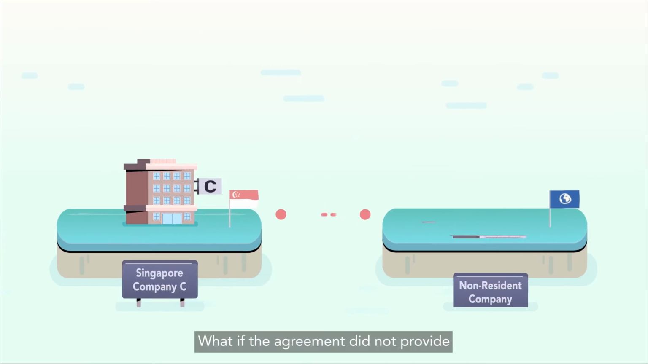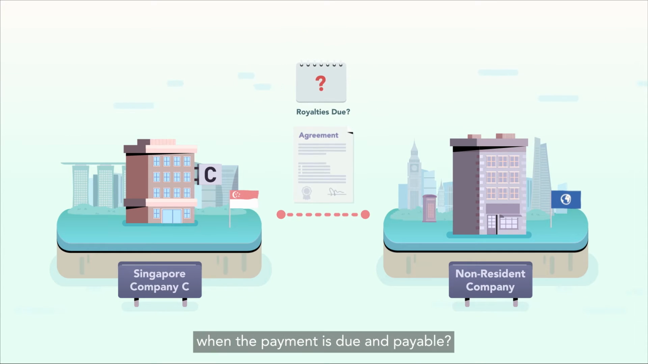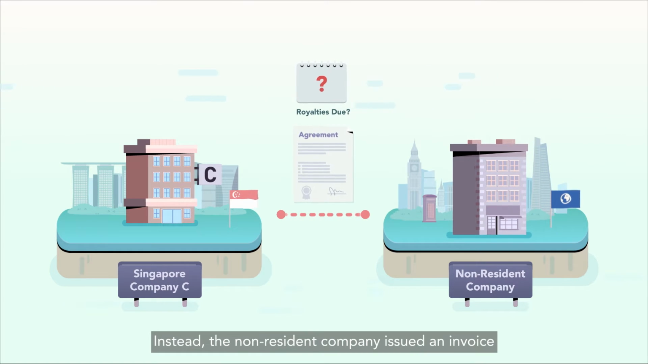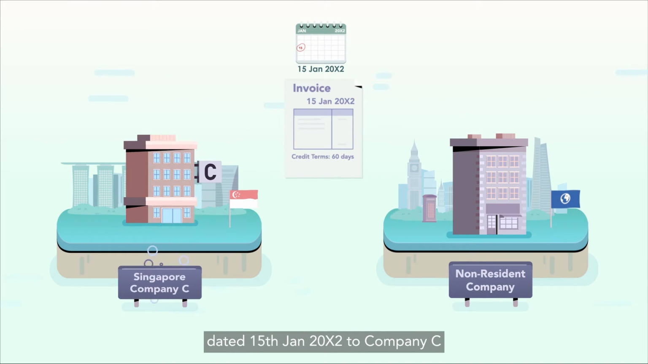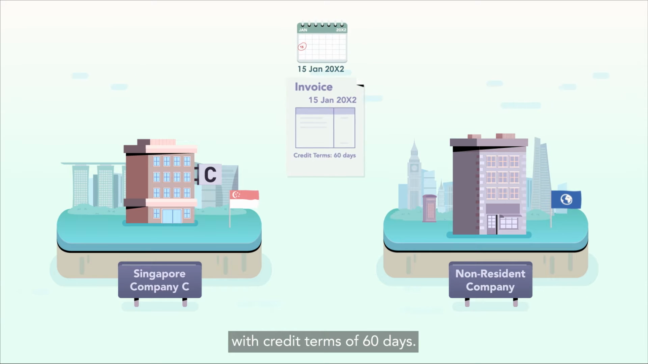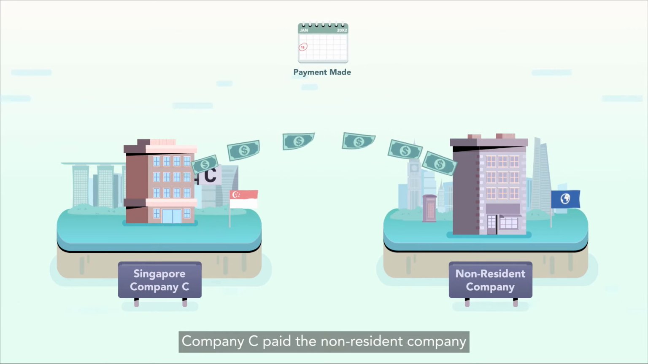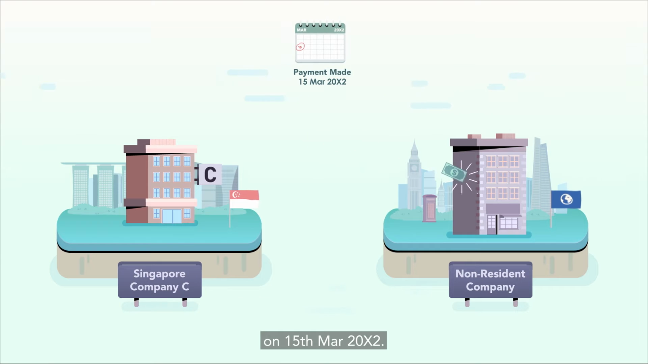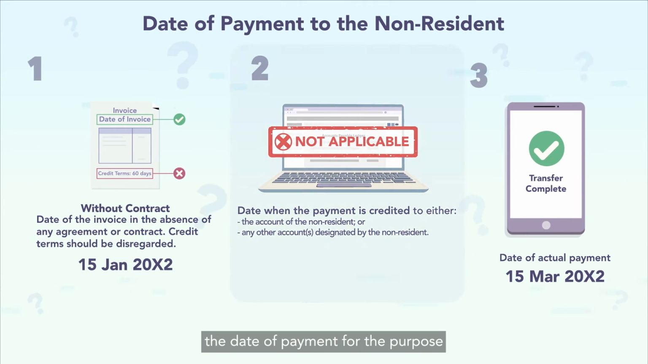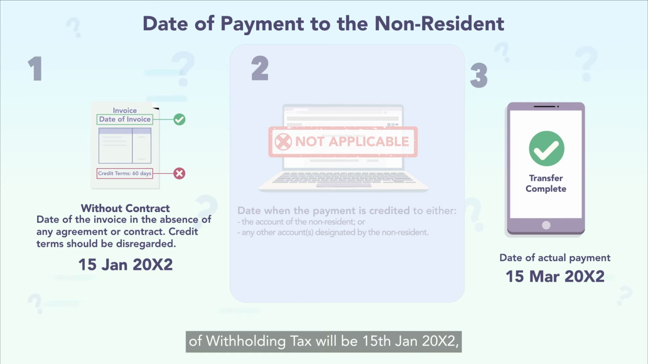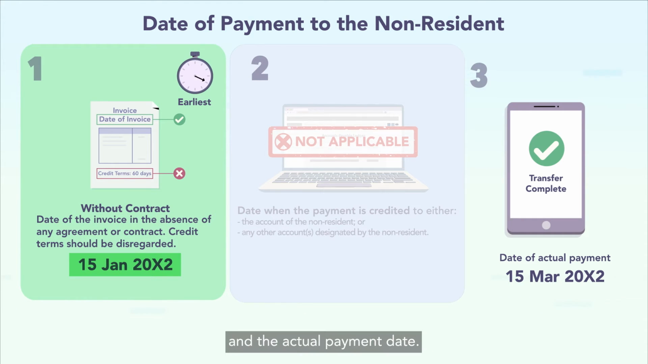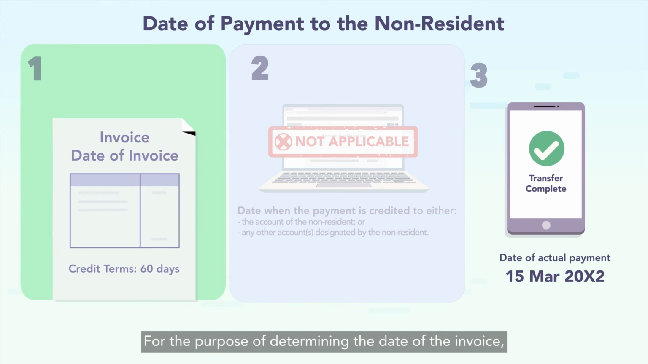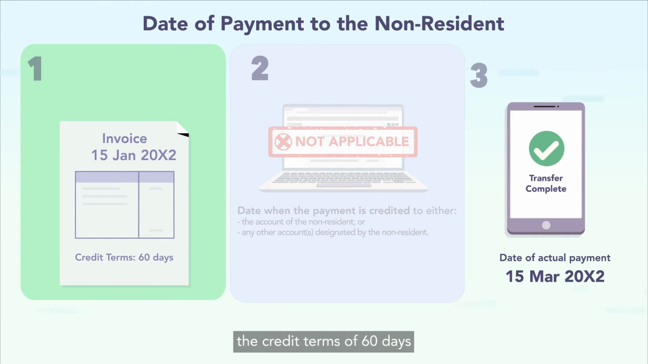What if the agreement did not provide when the payment is due and payable? Instead, the non-resident company issued an invoice dated 15th January 20X2 to Company C with credit terms of 60 days. Company C paid the non-resident company on 15th March 20X2. In this case, the date of payment for the purpose of withholding tax will be 15th January 20X2, which is the earlier of the invoice date and the actual payment date. For the purpose of determining the date of the invoice, the credit terms of 60 days stated on the invoice is disregarded.